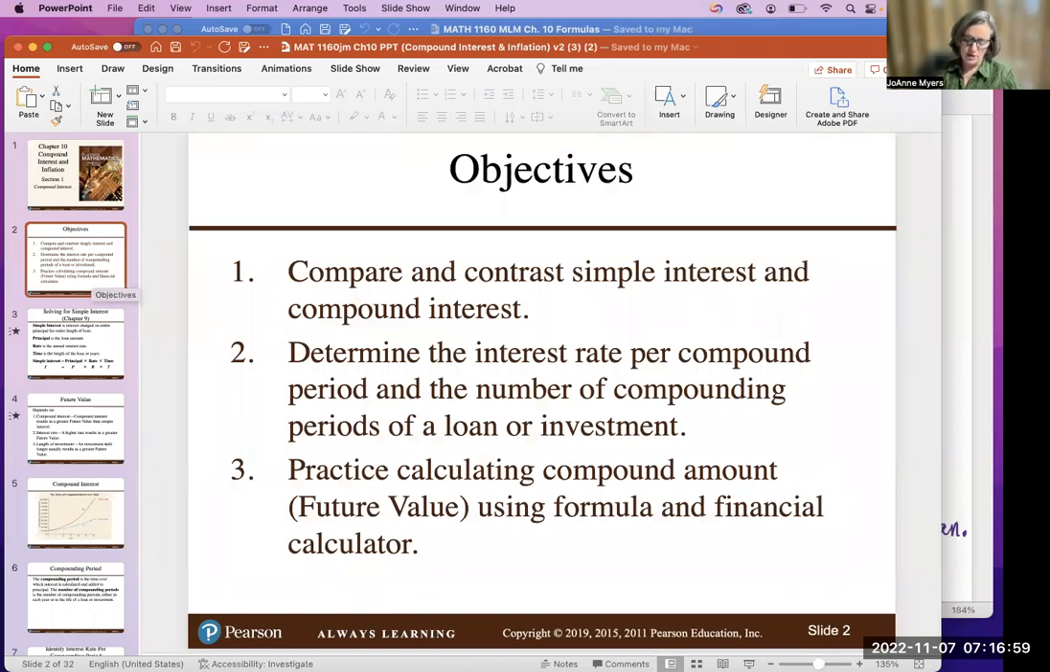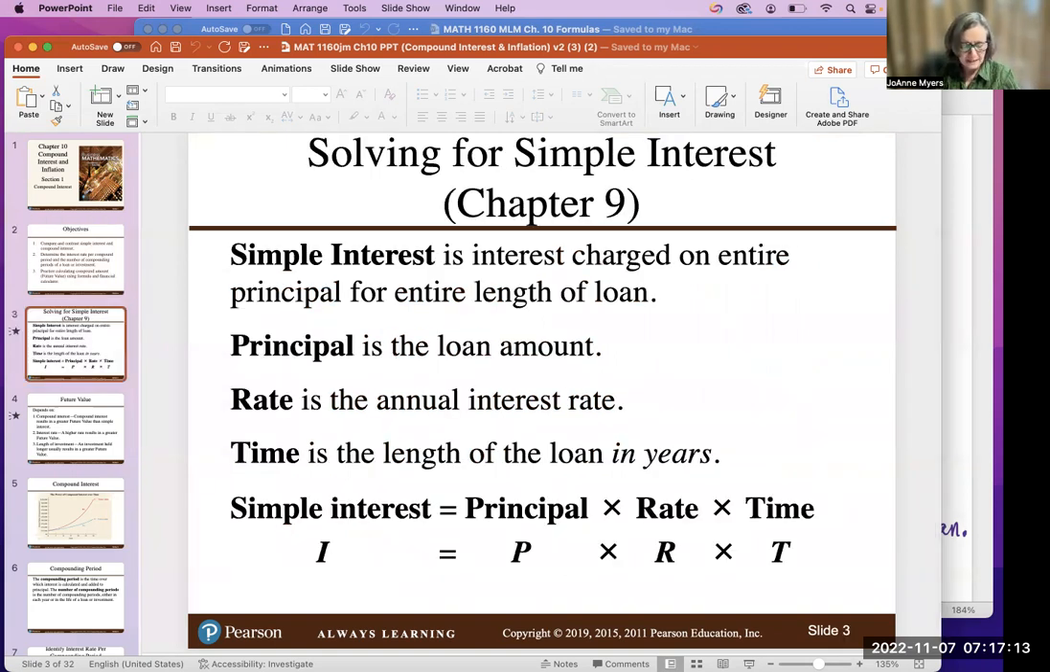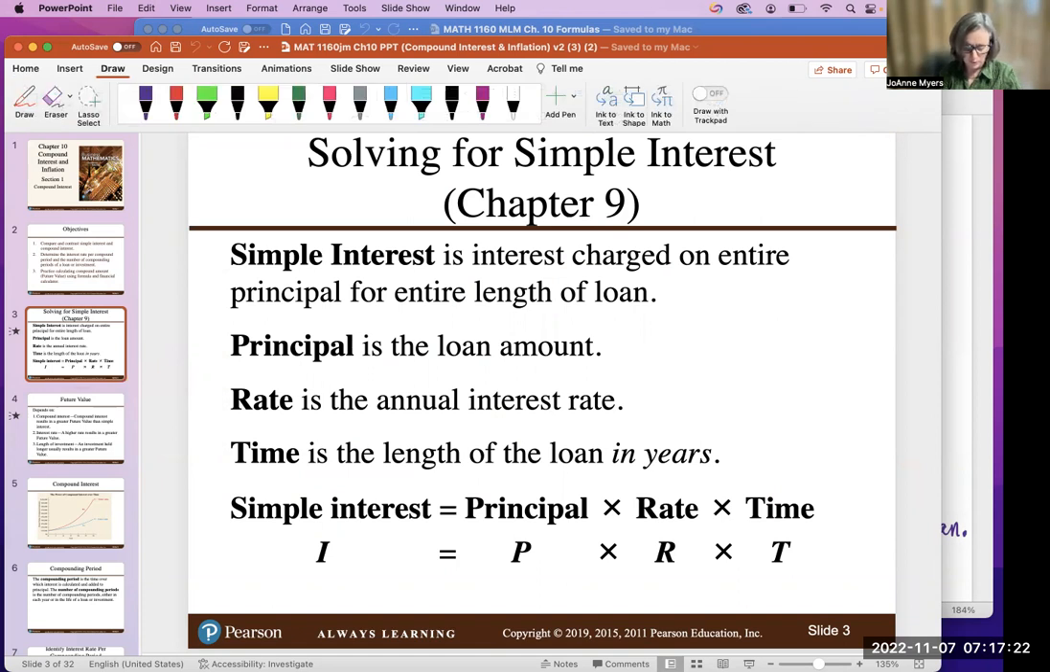We're comparing and contrasting simple interest and compound interest, determining the interest rate if we give you the compounding periods, the number of compounding periods for an investment, practicing compounding future values. Simple interest, I equals PRT: interest equals principal times rate times time. Please note and remember that the rate is the interest rate. The interest rate must be written as a decimal.